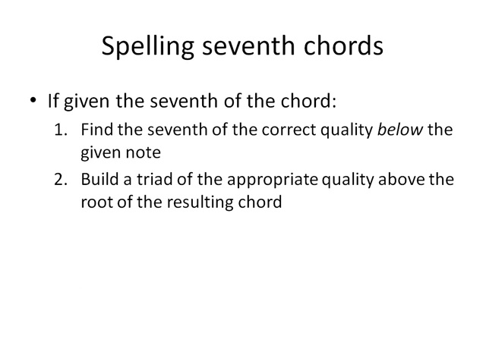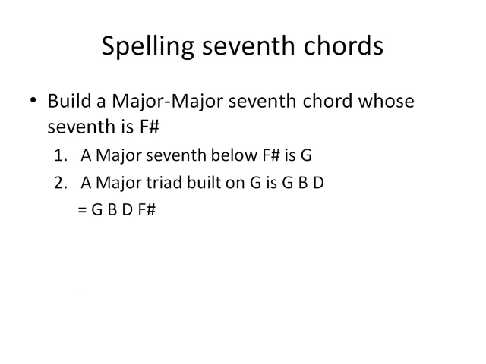If you're given the seventh of the chord, you do precisely the opposite. You find the note that is a seventh below the given note, then use that as the root of the appropriate triad. If you were asked to build a major seventh chord whose seventh is F sharp, first you find the note that's a major seventh below F sharp. Hint, it's the same as the note a minor second above F sharp. Remember interval inversions? Once you've determined that note, in this case G, you build a major triad on G. And the correct answer is G, B, D, F sharp.